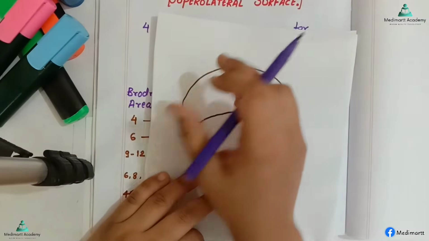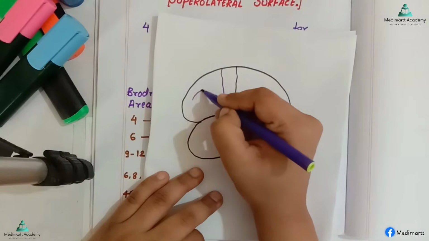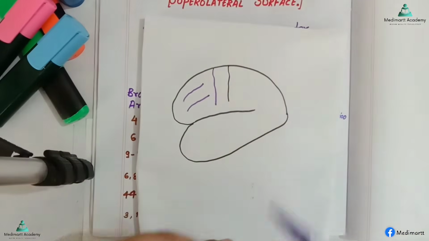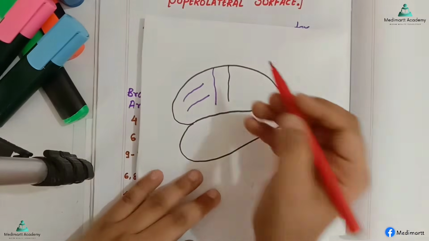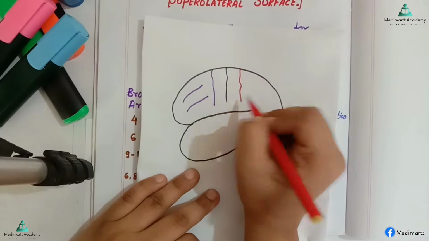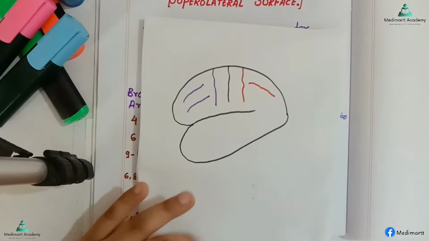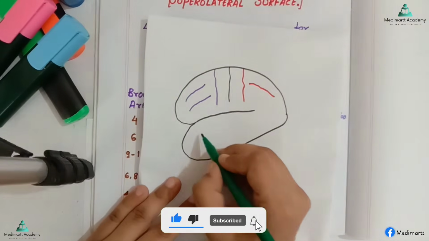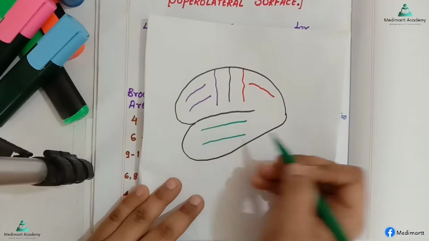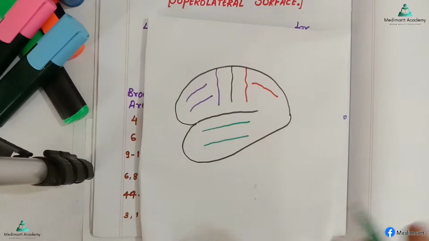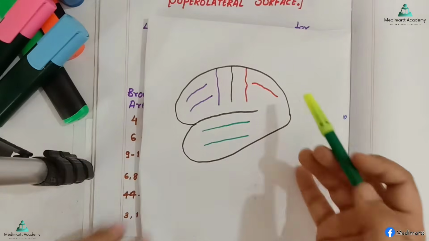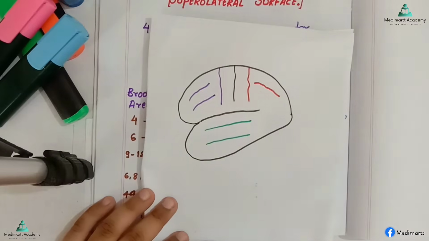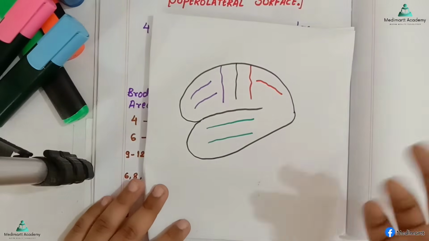Then in the frontal lobe we have the precentral sulcus, superior frontal sulcus, and inferior frontal sulcus. In the parietal lobe we have the postcentral sulcus and intraparietal sulcus. Then in the temporal lobe we have the superior temporal sulcus and inferior temporal sulcus. You just have to mention them like this. In the occipital lobe you will have to go into the theory about the calcarine sulcus, parieto-occipital sulcus and so on. I'm not mentioning them here because it's not needed currently.